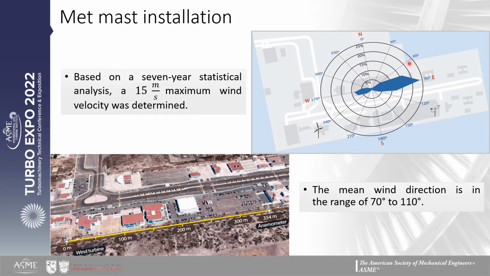In this image, you can see the wind rose with the predominant wind direction coming from the east to the west. This other image shows the actual area with the required distance between the metmast and the wind turbine. You can see that we need 354 meters upstream of the wind turbine to correctly predict the position of the blades. The following slide explains how we obtain this design distance.